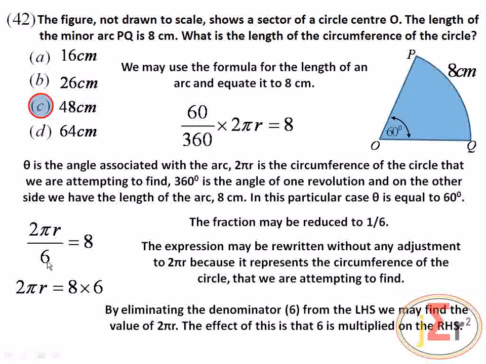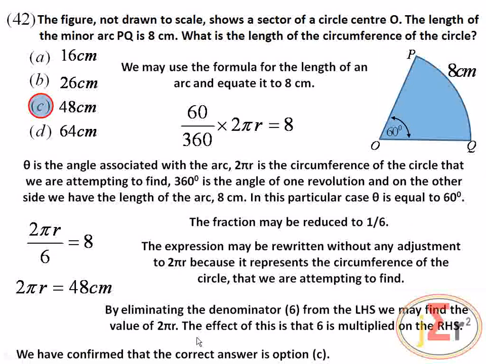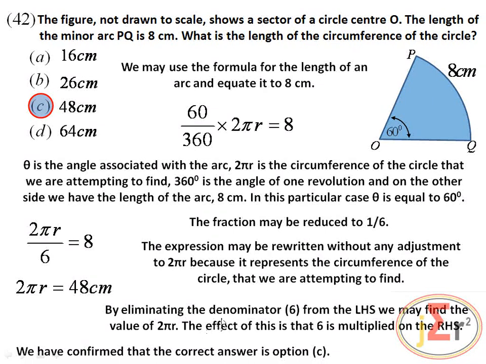So 2 pi r over 6 is equal to 8. Eliminate 6 in the denominator by multiplying through the equation by 6. In that way, 6 is eliminated from the left hand side, and on the right hand side we will have 8 multiplied by 6, which is equal to 48. We have confirmed that the correct answer is actually option C.